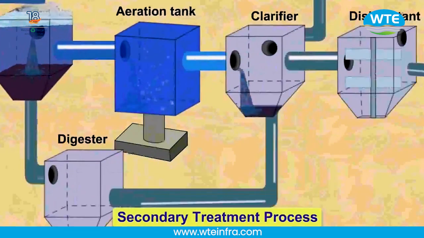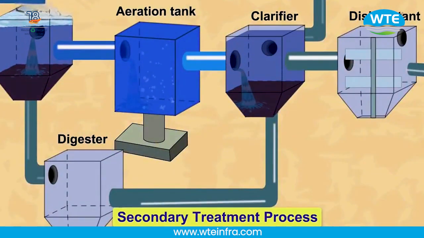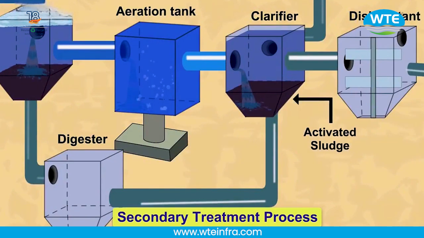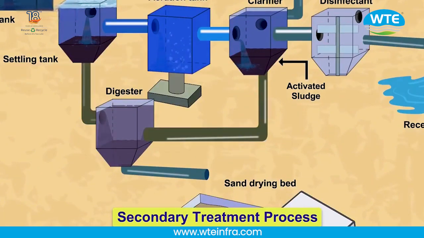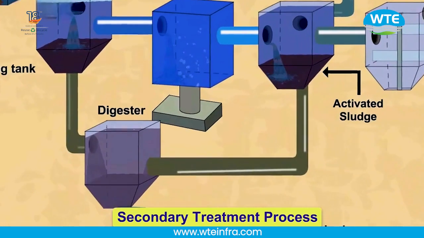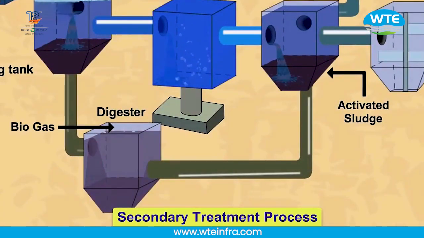The mixture then flows from the aeration tank into the clarifier, where activated sludge settles out by gravity. The activated sludge so produced, along with the sludge produced in the primary process, is transferred to the digester, where it is decomposed by anaerobic bacteria. Biogas is produced in this process, which can be used as fuel or to produce electricity.